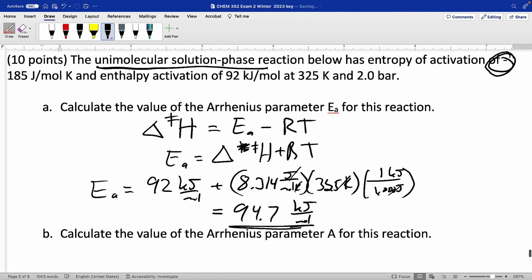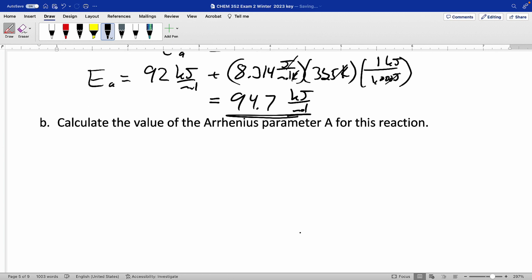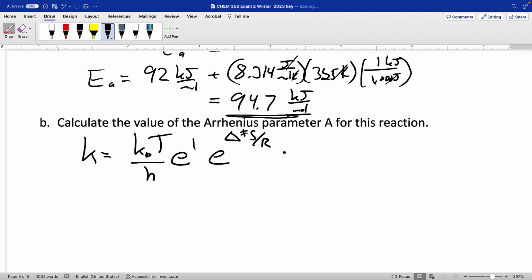Okay, and now for the Arrhenius parameter, the correct expression, I'll just write it out as it is on your equation sheet. For this phase of reaction with this order, you end up with kT over h. You've got one factor of just an exponential 1, of 2.7 essentially. You've got e to the activation entropy over R. And then the last part is e to the minus EA over RT.